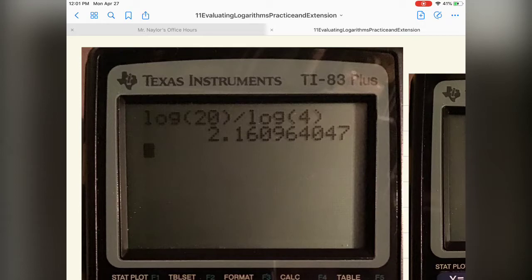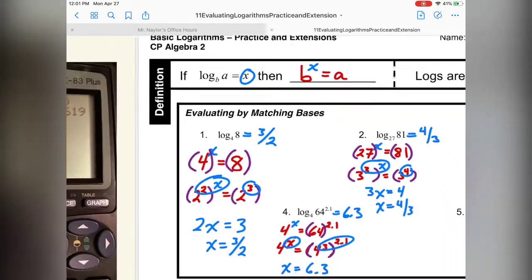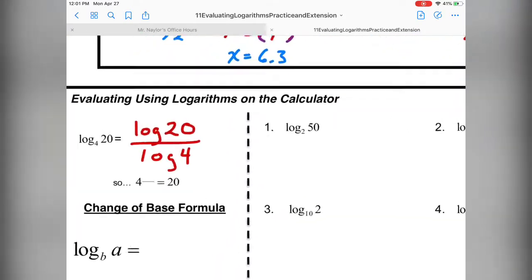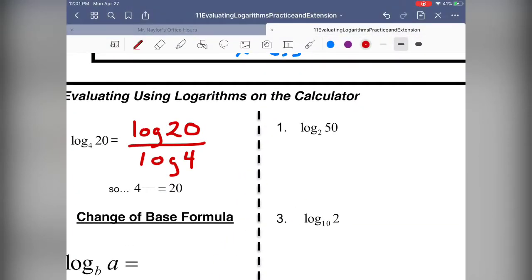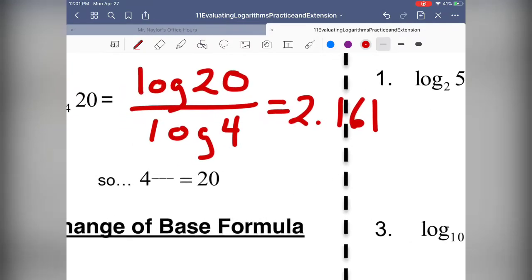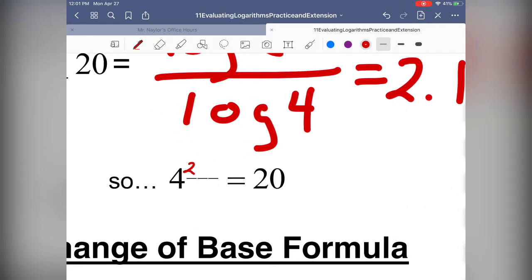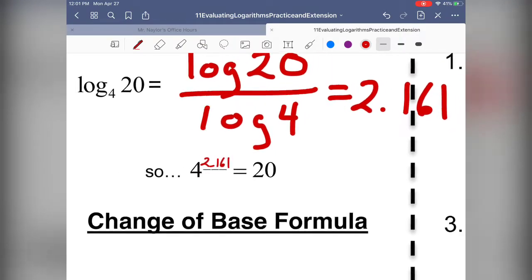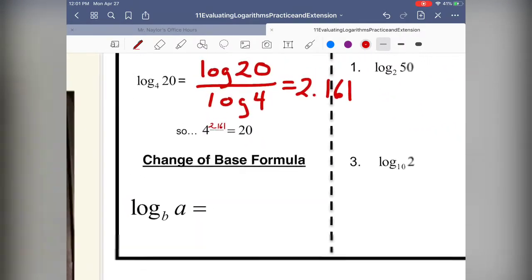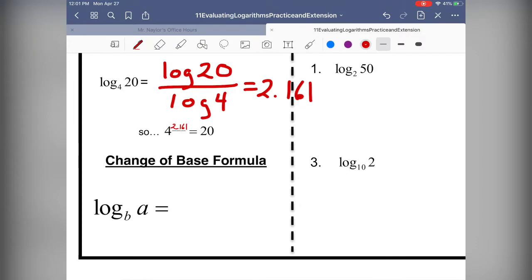Do you remember that number from yesterday? That was our magical exponent. Now, it's also the value of this log, but remember, logs are exponents. So what that means is that 4 to the 2.161 power is equal to 20. So what did we just do on our calculator here? Well, we did a simple division problem, and it's known as the change of base formula.